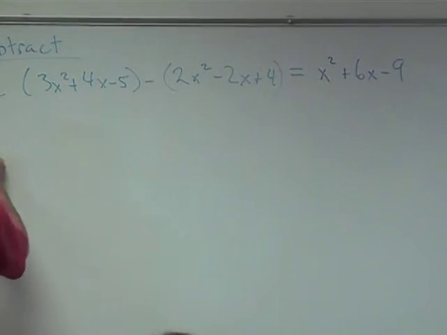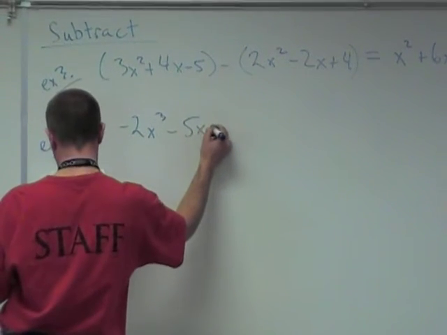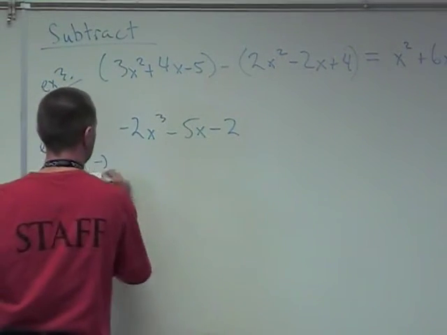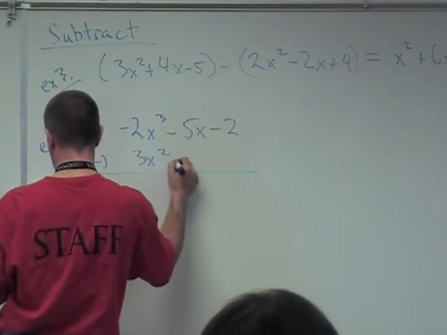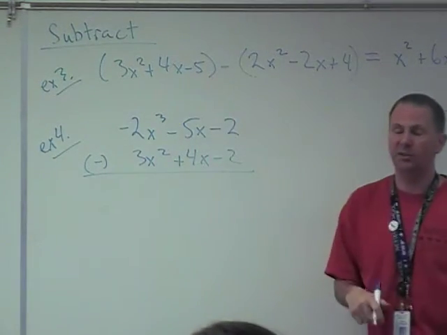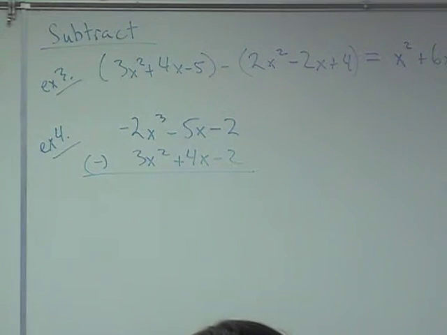All right. Example 4, let's do it vertically. Minus 2x cubed minus 5x minus 2. And we're subtracting here. 3x squared plus 4x minus 2. So I did the same one as up here, except I'm subtracting. I didn't put any placeholders in. Everybody do this on your own. If you need placeholders, put them in.